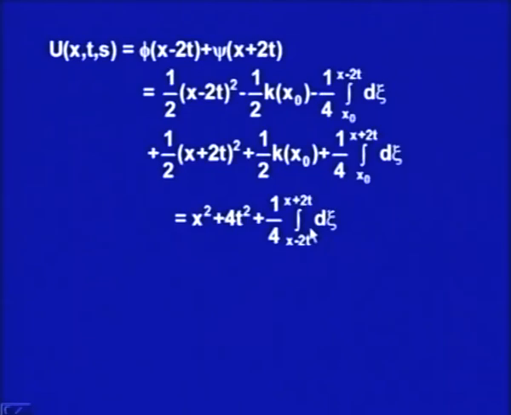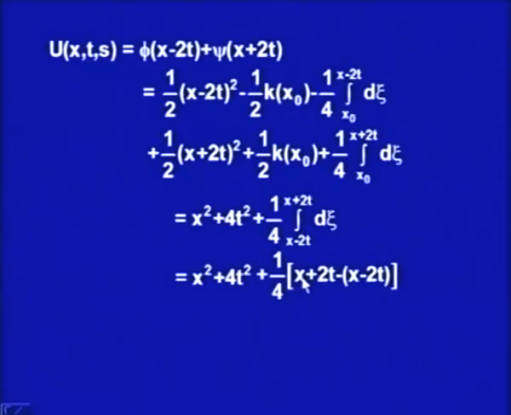This integral d xi gives us xi, evaluated from x minus 2 t to x plus 2 t. What do we get? 1 by 4 times x plus 2 t minus x minus 2 t. We add it up, we just get only t. So, we have got the solution u(x, t) as x square plus 4 t square plus t.